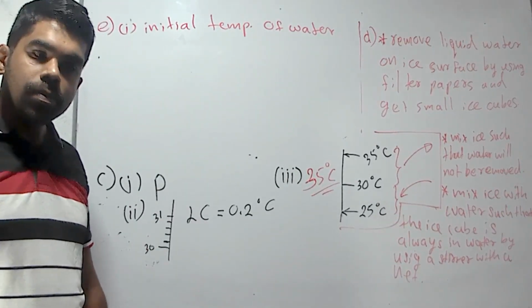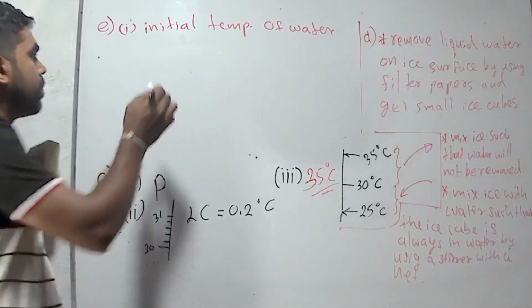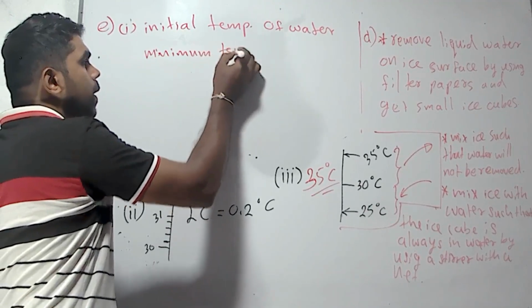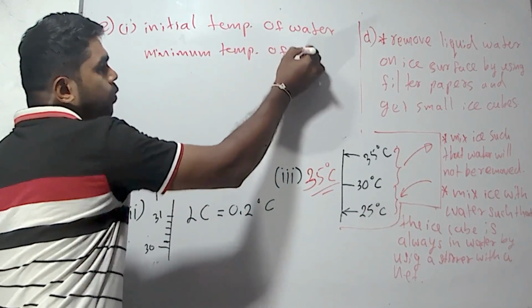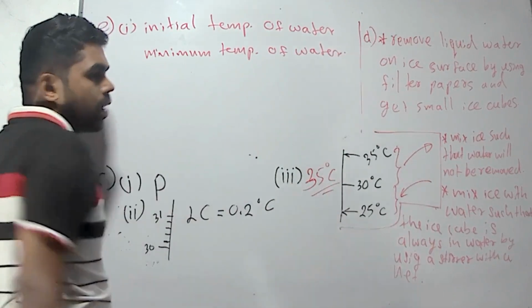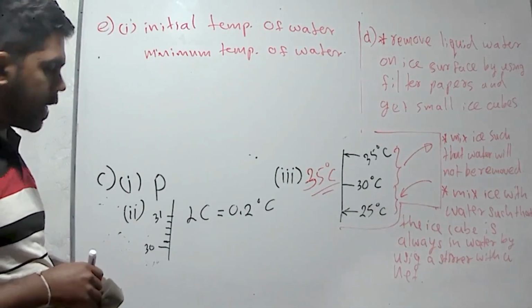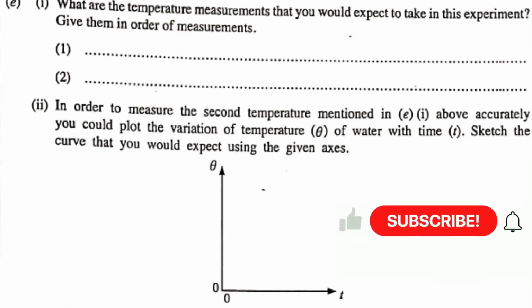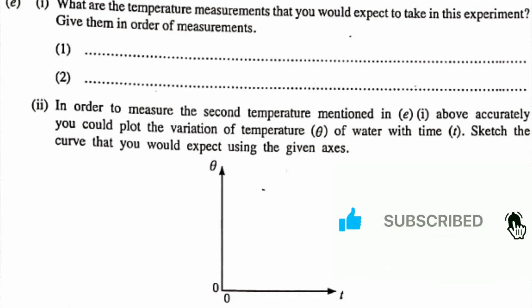The minimum temperature of the system, the minimum temperature of the system of water when ice is dissolved in water. Then part 2, in order to measure the second temperature mentioned in part E1 above accurately, you could plot the variation of temperature theta of water with time t. Sketch the curve that you would expect using the given axis.